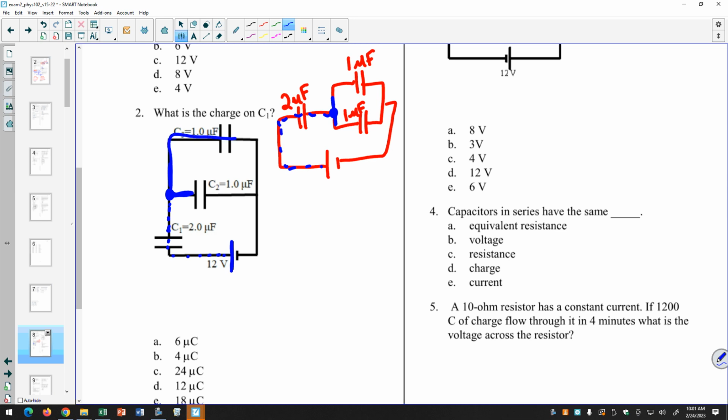On one part, it goes through C3. On the other, it goes through C2. And then it comes back together again right here. Notice they come back together again right here. And then from there, it goes straight back to the battery, like that.